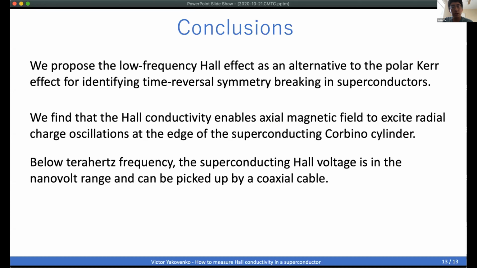I see you separated the Hall current from the supercurrent. Does that mean the Hall current is given by electrons that do not form Cooper pairs?